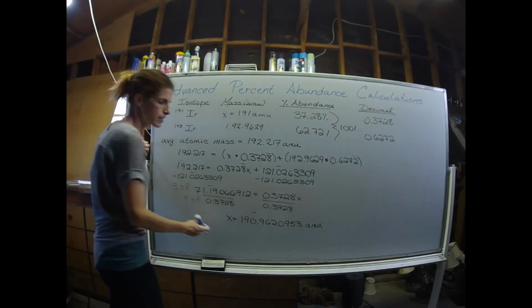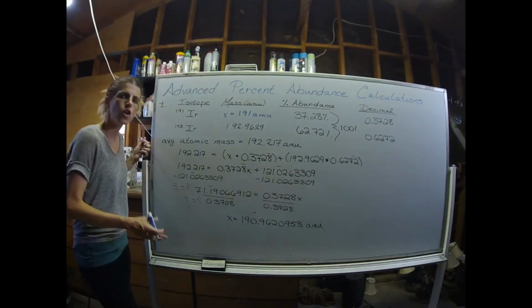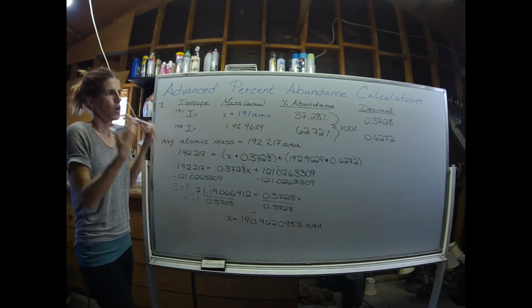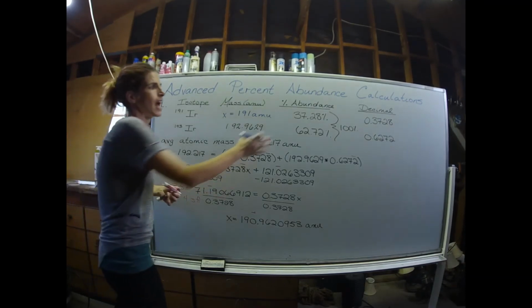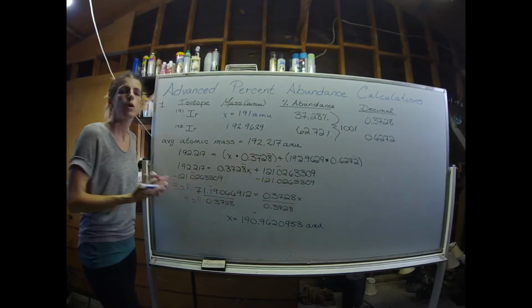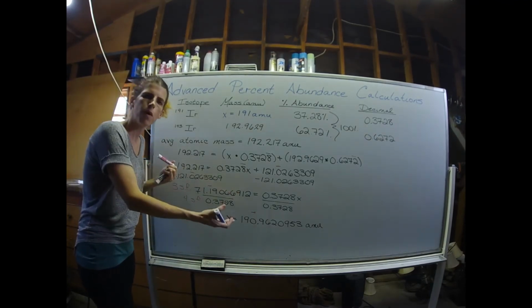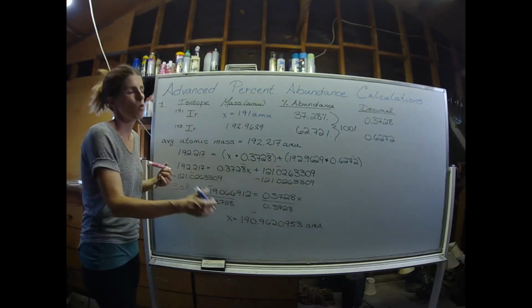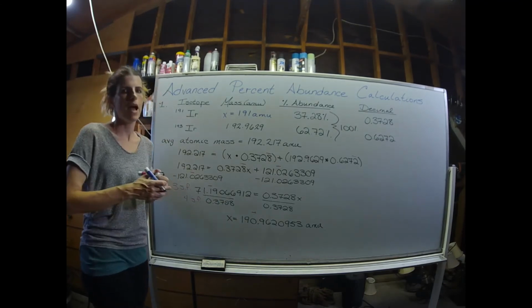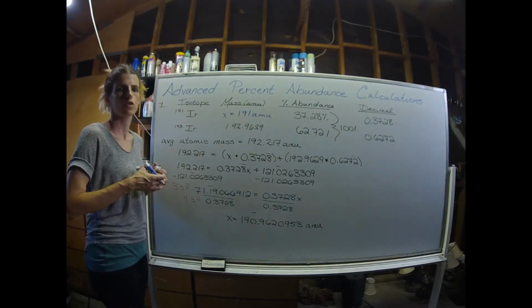If you wanted to keep more digits here, your limiting piece of information is that percent abundance. So we would have to find or determine percent abundance values to more digits if we want to report our mass to more digits using this approach.